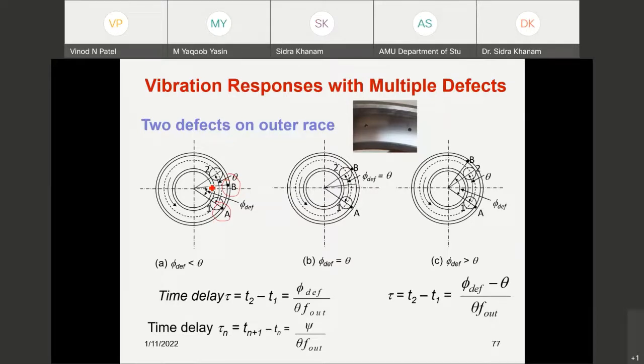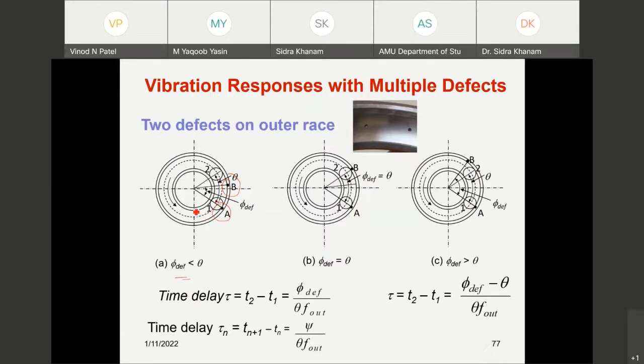The angle between two balls is more than the angle between two defects. In this case, the angle between two defects is the same as the angle between two balls. And here the defect angle is more as compared to the ball angles. So what happens if this is the case, when the angle between two defects is less than this ball angle? What happens when it starts to rotate?